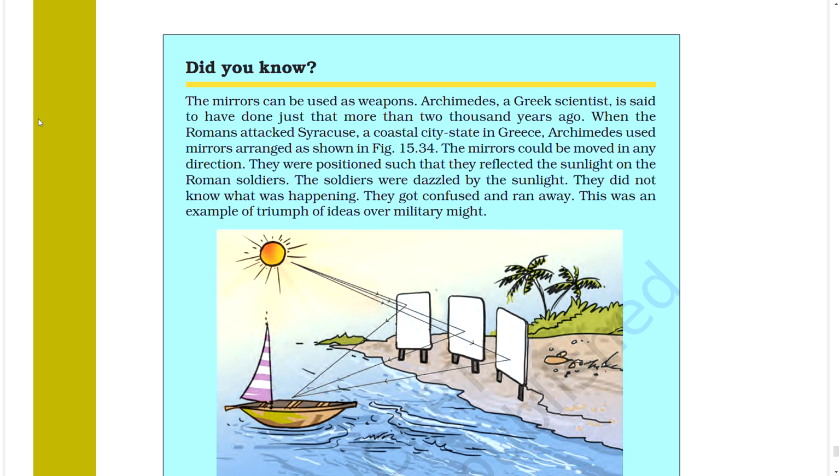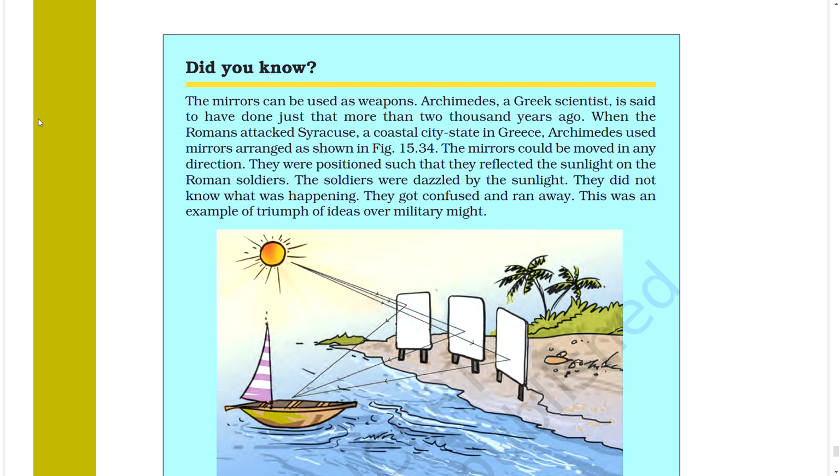Did you know that mirrors can be used as weapons? Archimedes, a Greek scientist, is said to have done just that more than 2000 years ago. When the Romans attacked Syracuse, a coastal city state in Greece, Archimedes used mirrors arranged as shown in figure.